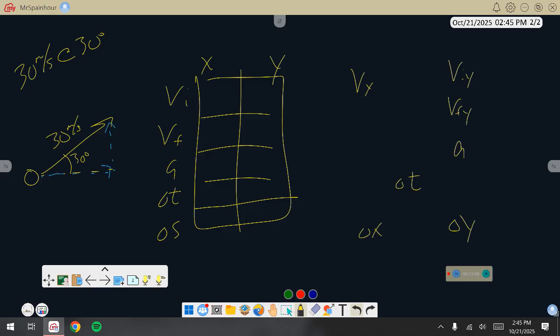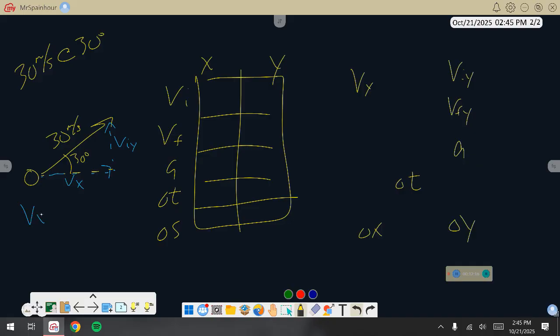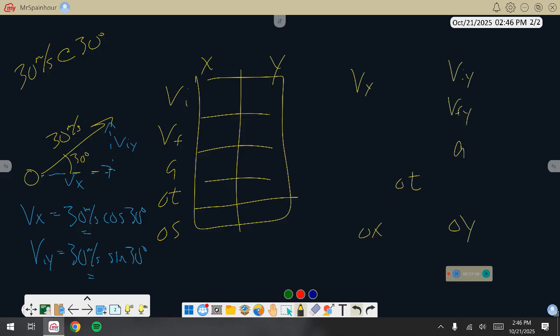So here's your triangle. This is velocity in the x. This is velocity initial in the y. How do we calculate velocity in the x? You got this. Come on. 30 cosine 30. Yeah. 30 meters per second. Make sure to put units on that. Cosine of 30 degrees. And velocity initial in the y is going to be 30 meters per second sine of 30 degrees. Go ahead and calculate those for me real quick. Let's just go with 26 then, just to be simple. Okay, 26 meters per second x hat.